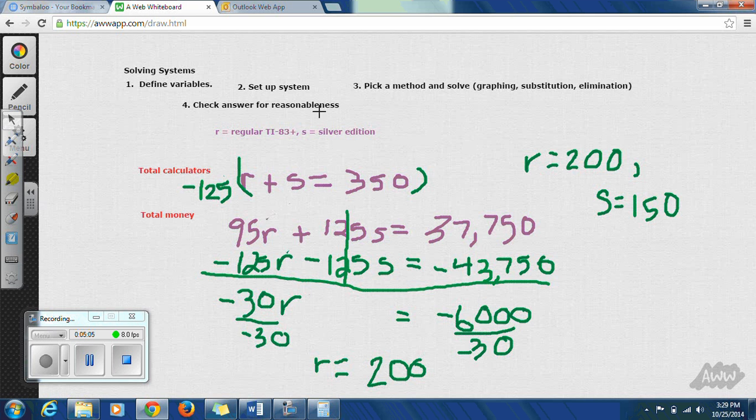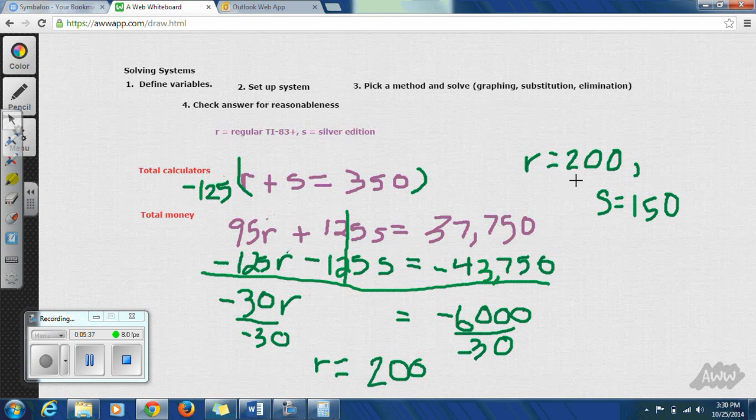Checking our answer for reasonableness. It's good that they're whole numbers, because we should have whole number calculators, no fraction calculators. It's good that they're positive, because there shouldn't be a negative number of calculators. When I was doing work here and I started getting negative numbers, it would have been a red flag that I had done some addition or subtraction or division wrong. That would make this an unreasonable answer.